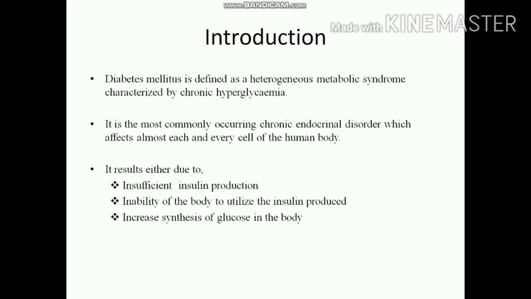Next, it is the most commonly occurring chronic endocrine disorder which affects almost each and every cell of the human body, and it is a result of insufficient insulin production. That means the production of insulin is insufficient, and there is inability of the body to utilize the insulin produced, that is insulin resistance, and increased synthesis of glucose in the body. When the glucose level of the body is increased, that results in diabetes mellitus.